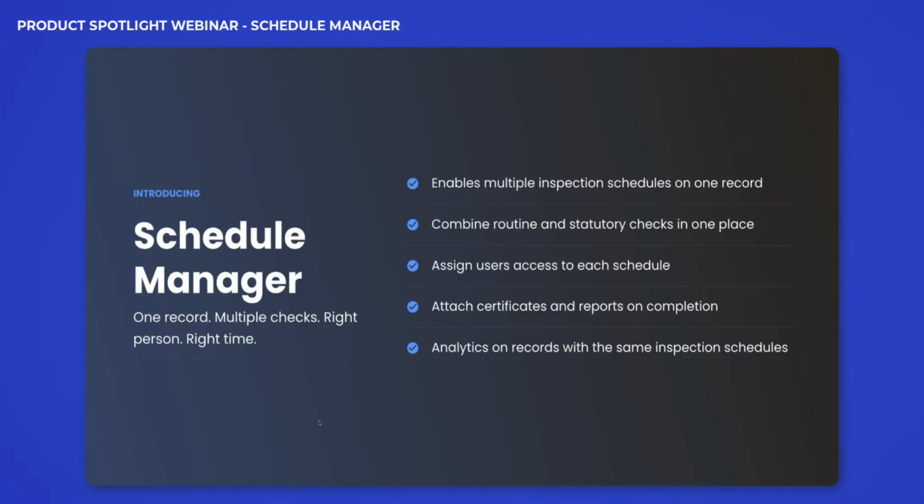You can also assign the users access to each of those schedules if you know that you only have certain people doing your 6 monthly or your 12 monthly checks, but you want everybody to be able to do their daily or weekly checks. And you can still attach your certificates and reports on completion, the same as always. And you can have analytics on the records, which are all on the same inspection schedules.